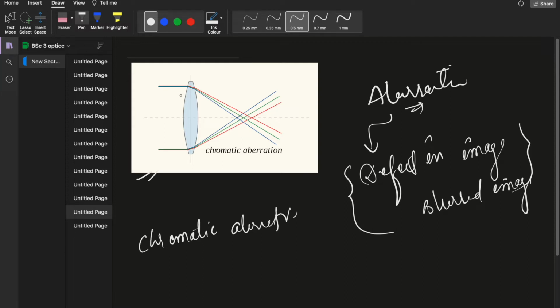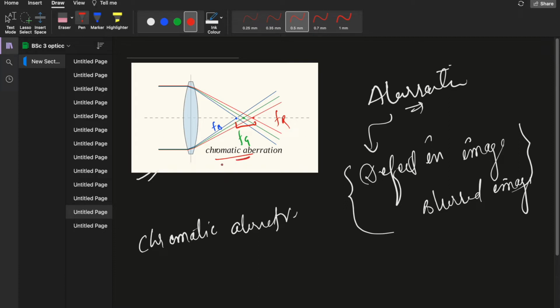Here is a lens and white light is coming in. After refraction, it splits into different colors: red, green, blue. So there are three focuses here. At this point for blue, this is the blue focus, F_B, and this point is for green, and for the red one, this is the focus for red color. So this range is nothing but the chromatic aberration.